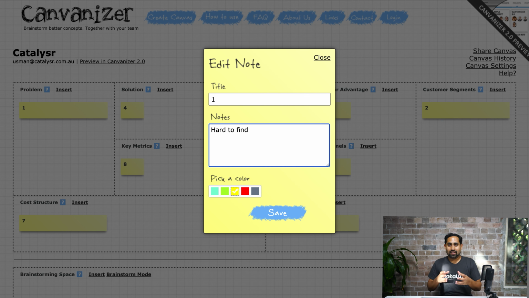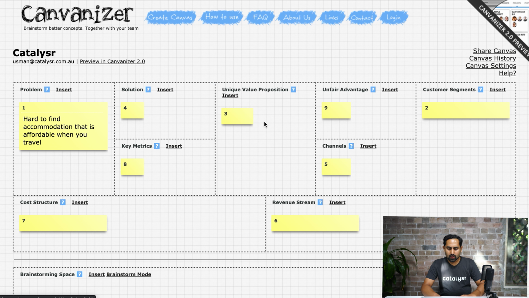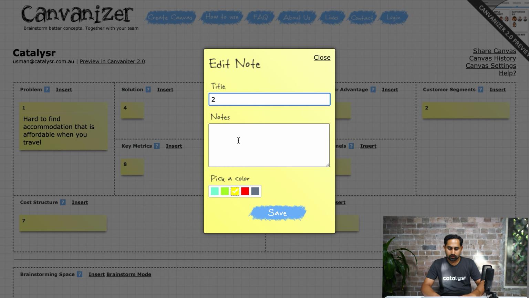So there's always this gap in the middle where there are a lot of people that are looking for affordable options, but also some privacy as well. Because that was one of the problems that people have when they travel. And so I'll write it here: hard to find accommodation that is affordable when you travel. And that is specifically for the customer segment, which we'll call travelers.